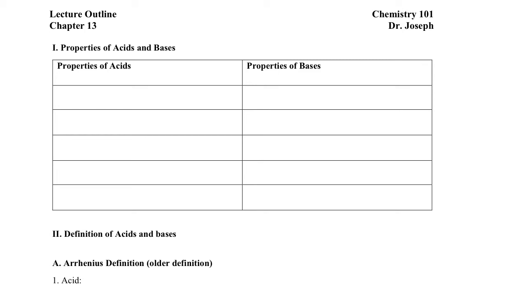In this video, we will start chapter 13, and we will cover chapter 13 over the course of 2 lectures. So in this first lecture, we will go through the properties of acids and bases. We will learn about some of the chemical definitions, like what chemically is happening when something behaves like an acid or a base. And that will lead us to learning about some of the reactions of acids and bases.